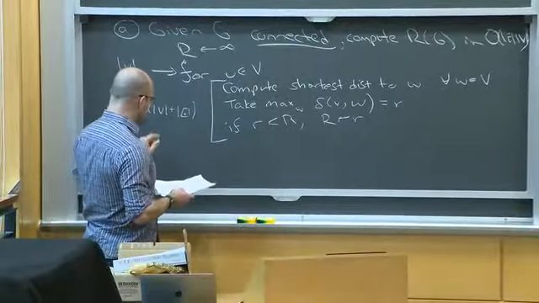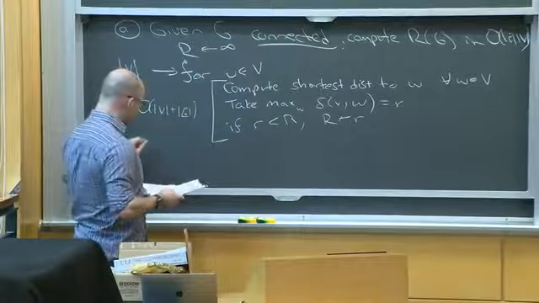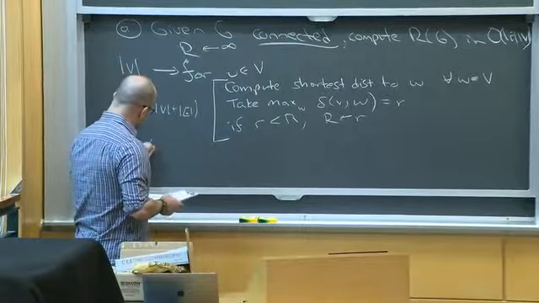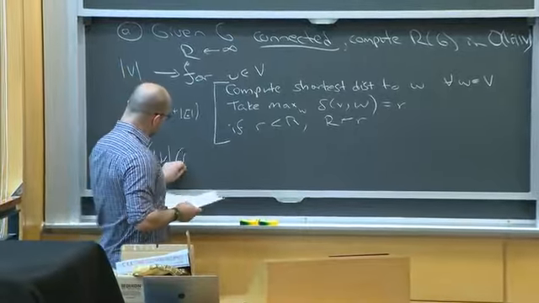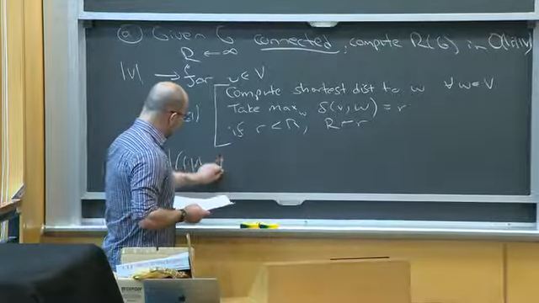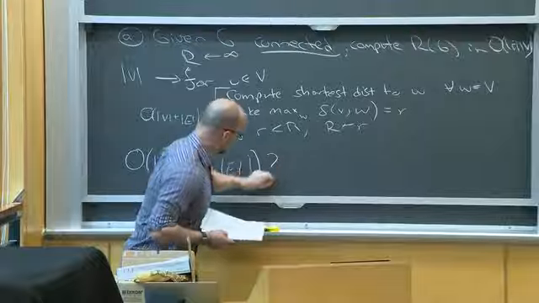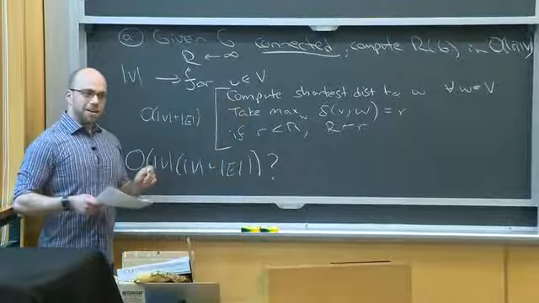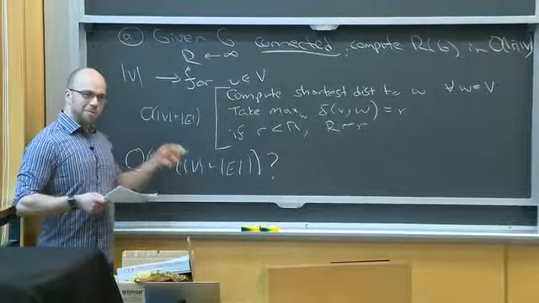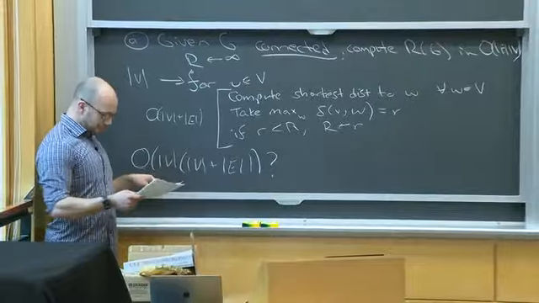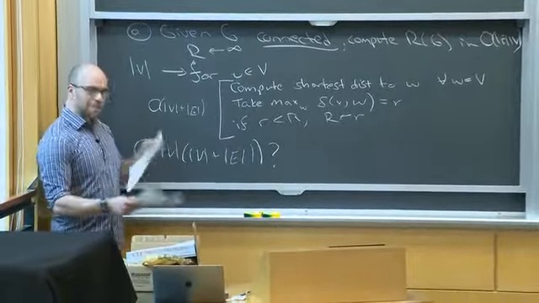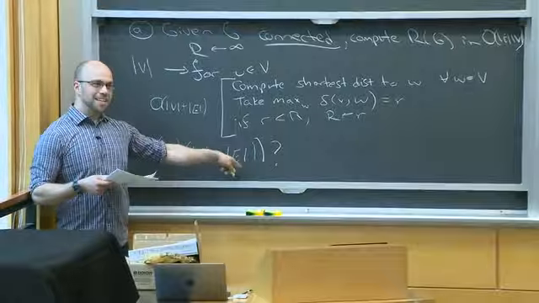So the question is, if I multiply these things together, what do I get? I get O of v times v plus e time. But that's not the time that my homework problem wanted, right? Because the homework problem asked you to solve this in just mod v times e time.